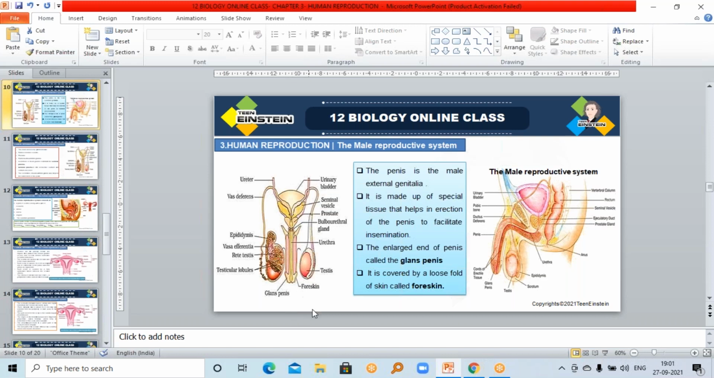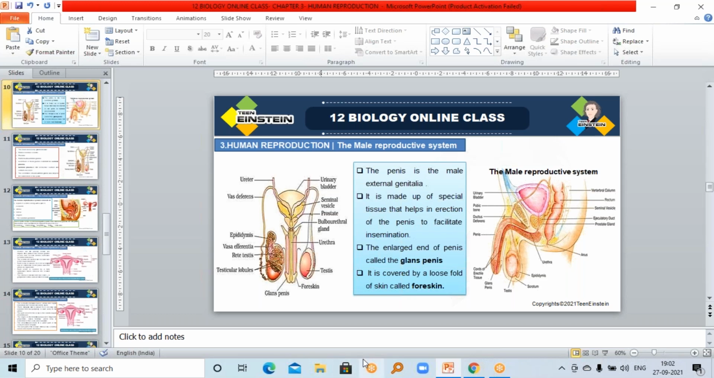The ejaculatory ducts are composed of fibrous, then muscular, and columnar epithelial cells. The ejaculatory ducts carry sperms. What are the functions? The ejaculatory ducts carry sperm and the secretions of the seminal vesicles. Okay, then urethra.